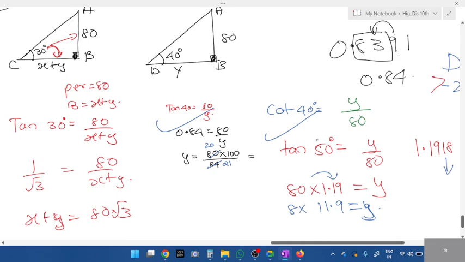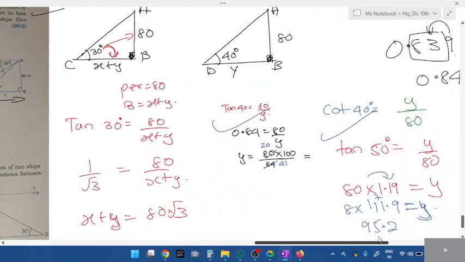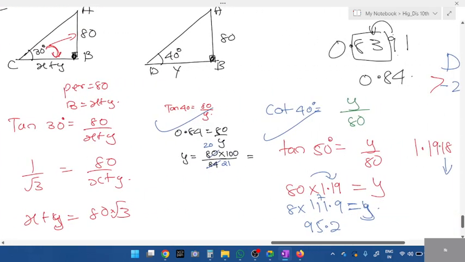This cot 40. 8 nines are 72. 8 ones are 8 plus 7, 15. 8 ones are 8, 9. What's the answer? 95.2. Can you see the answer? 94.24. 94.2 is also fine. The reason is we took 1.19. If you had taken 1.1918, you would have got 94.24.